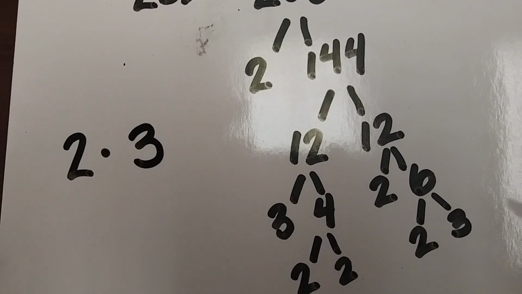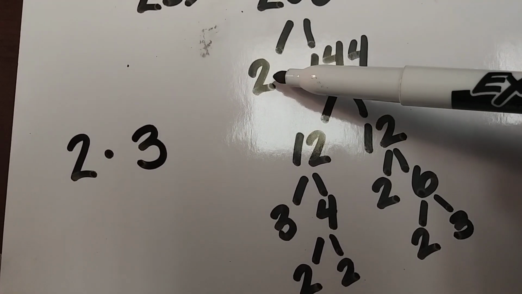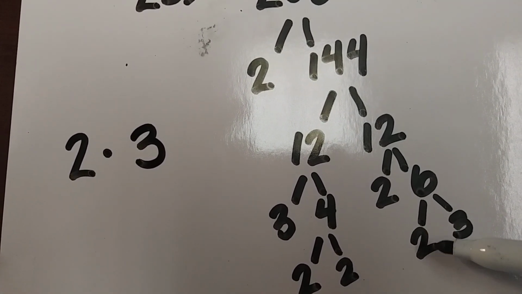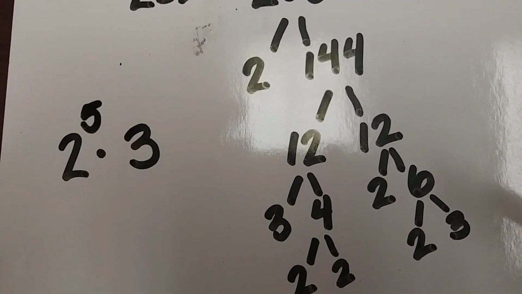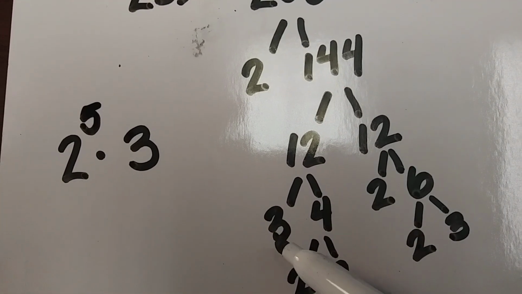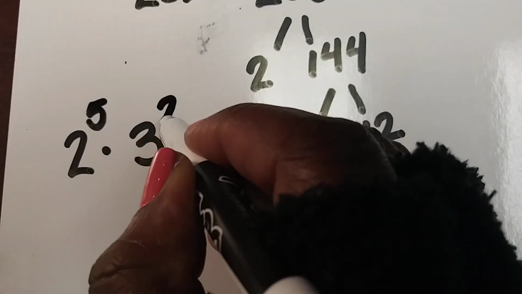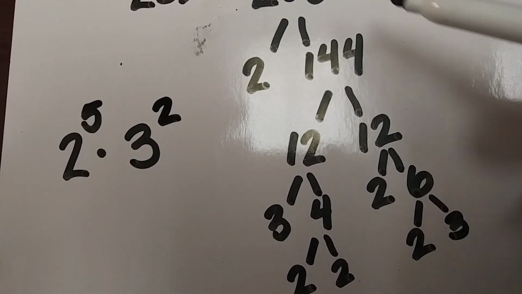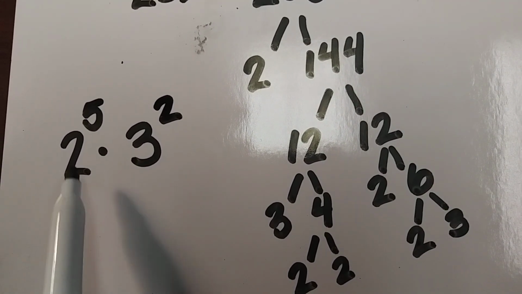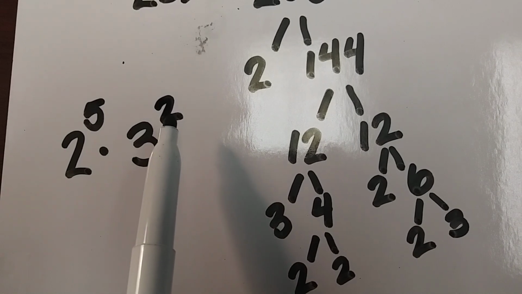We're going to count how many 2's we see. I see 1, 2, 3, 4, 5. So it's 2 to the 5th power. Count your 3's. I see 1, 2. So it's 3 to the 2nd. So my prime factorization for 288 is 2 to the 5th times 3 to the 2nd.